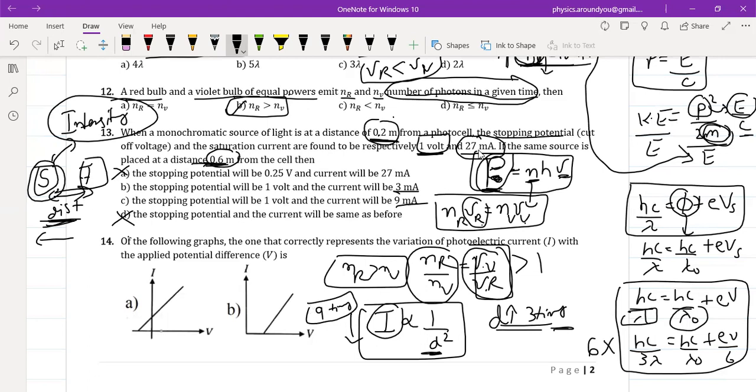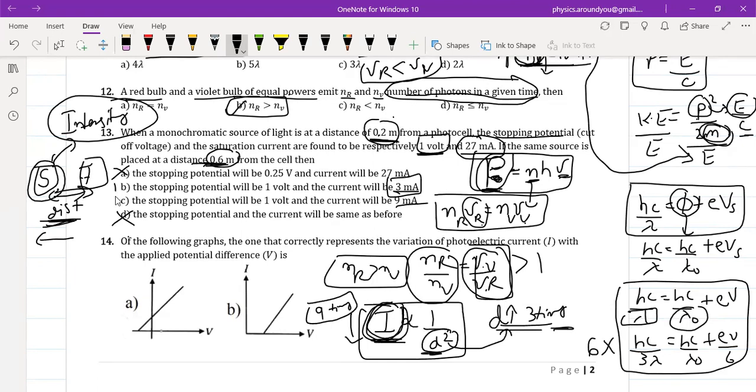So if it was 27 milliampere, 27 by 9, the final current should be 3 milliamperes. Reason? Distance increased by 3 times, so intensity should reduce by 9 times, because intensity is inversely proportional to the square of the distance, but intensity and current are directly proportional to each other. So I can say current is inversely proportional to the square of distance. If distance increases by 3 times, then current should reduce by 9 times. So the answer is B.